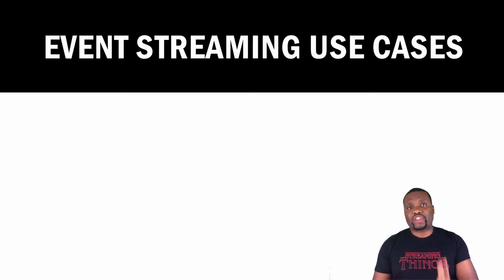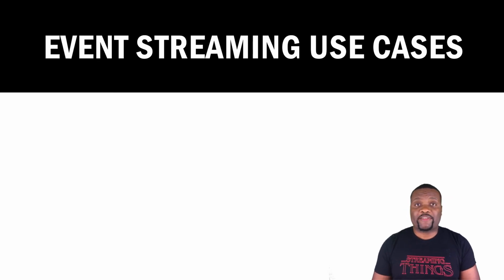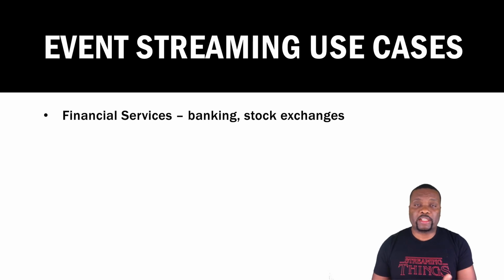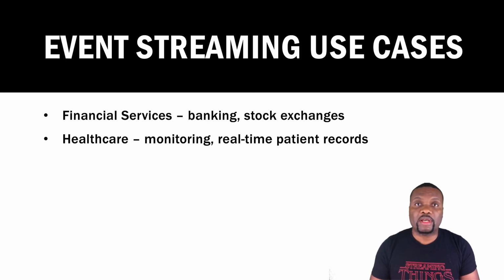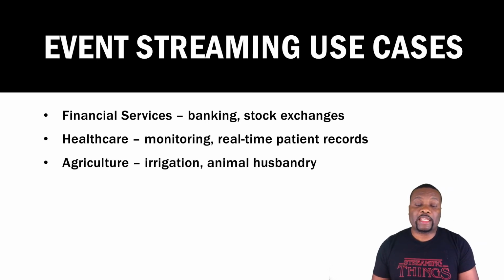So in real life, what are some of the different use cases for this technology? So you have the financial services that are using it in banks and the stock exchange. You have healthcare organizations that are using Kafka to monitor what is happening in intensive care units and also processing patient records in real time, also processing their claims for insurance purposes and things like that. You also have in agriculture, Kafka can be used to provide a framework for automating irrigation, animal husbandry, and all those different things.